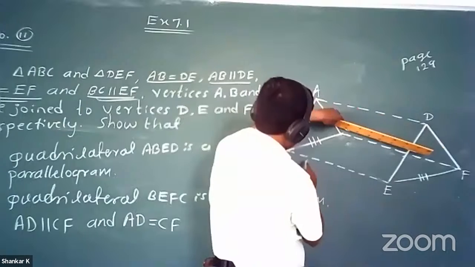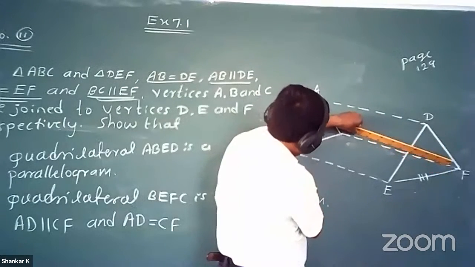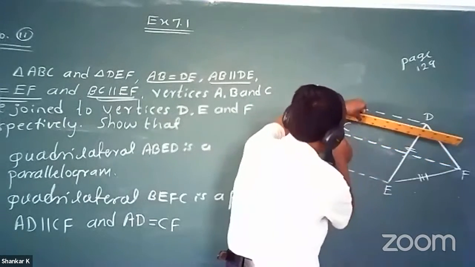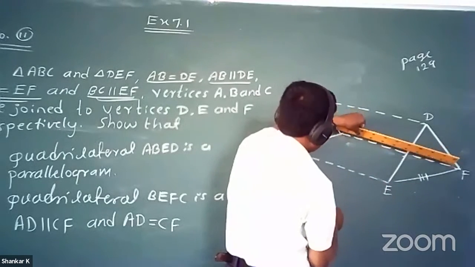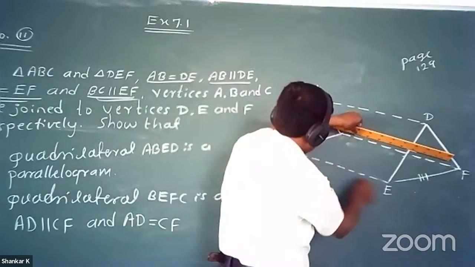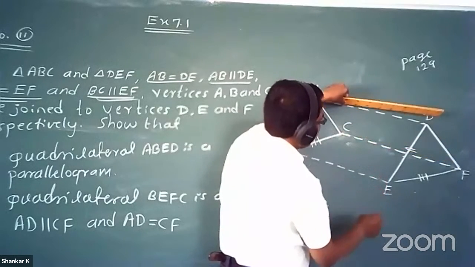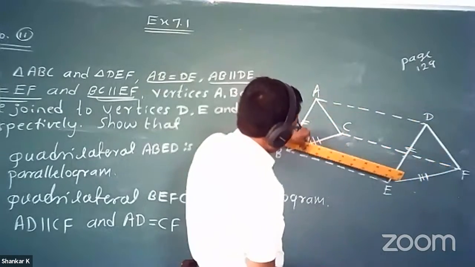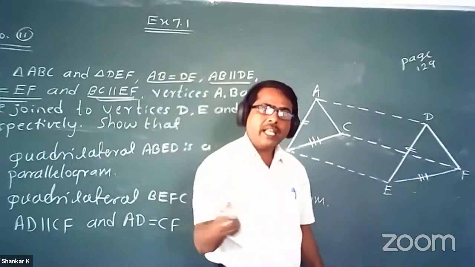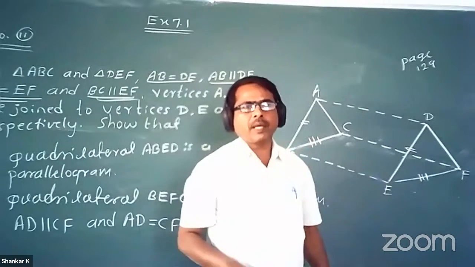And also you have shown which one? BEFC is a parallelogram. In parallelogram BEFC, CF and BE are parallel. You have the lines one and two, and these are parallel to BE. The lines which are parallel to the same line are parallel to each other.